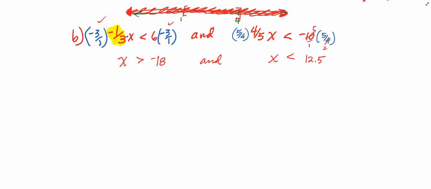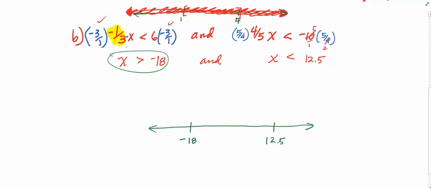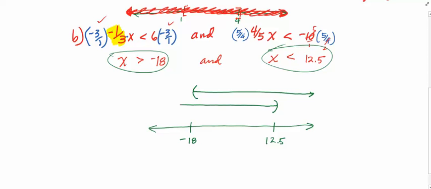All right, so here we go with the number line. I have a negative 18, and I have a 12.5. First one, this one: anything greater than negative 18. Anything less than 12 1/2. The word AND means the overlap. Only the overlap is where our answer is.